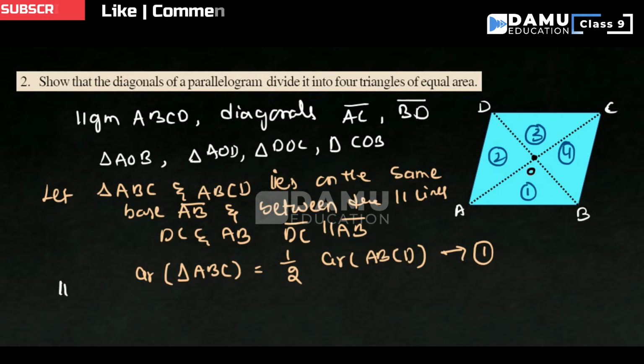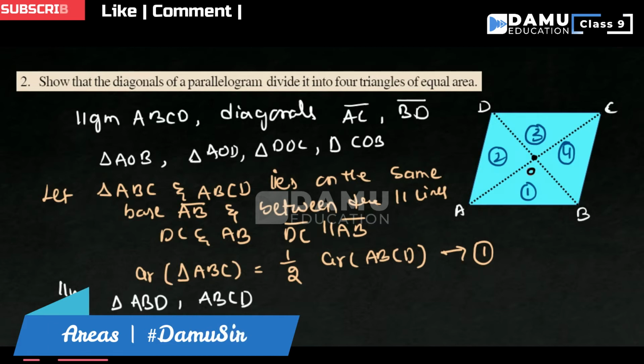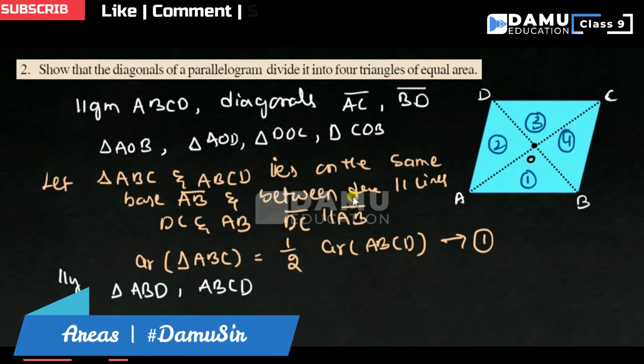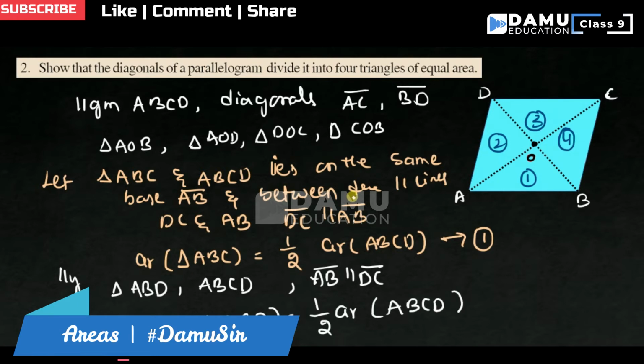And similarly, triangle ABD and parallelogram ABCD lie on the same base AB and between the parallels AB and DC, where AB is parallel to DC. Then triangle ABD is equal to half of the area of ABCD. Let's take this as equation number 2.